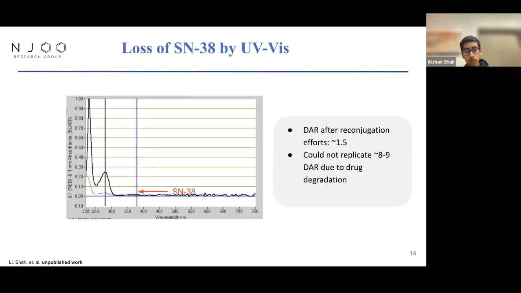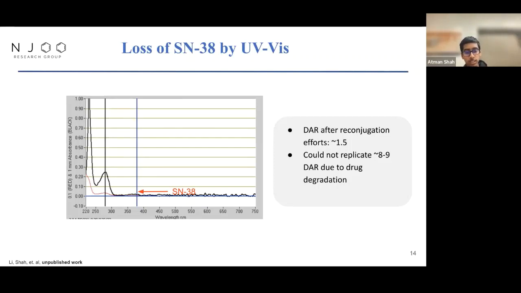And so we actually saw this happen experimentally. So right as we were gearing up for an in vivo study, our final conjugation before we were going to inject into mice, our DAR following that conjugation was approximately 1.5. And so this was pretty bad considering we couldn't replicate the previous DAR of 8 to 9. And based on this UV-Vis spectrum, you can see that the SN38 peak is almost non-existent. And so we determined that the molamide had been attached, but the SN38 had fallen off. And so this was a pretty major setback for us, as it set us back quite a few months and cost us a paper and possibly a grant proposal.